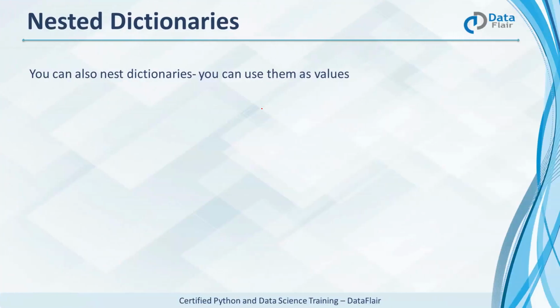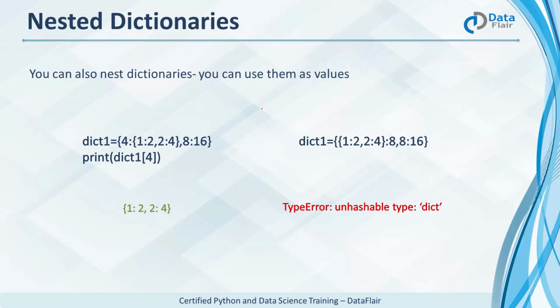One last thing about dictionaries, you can also nest them. Put one inside another. This dictionary has a dictionary as a value for the key 4. But a dictionary cannot be used as a key because keys cannot be mutable. But a dictionary is mutable.